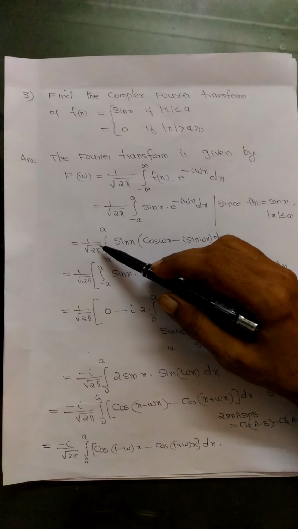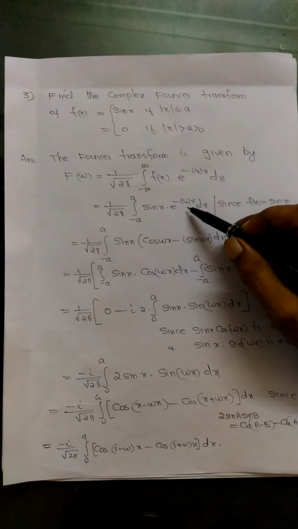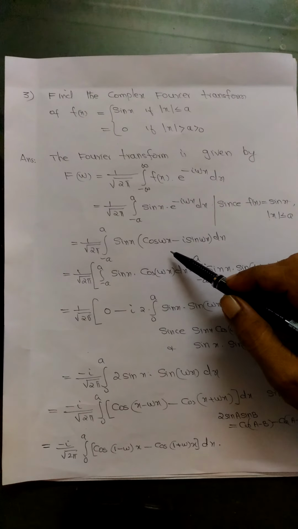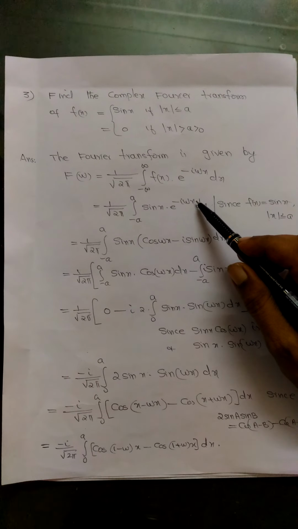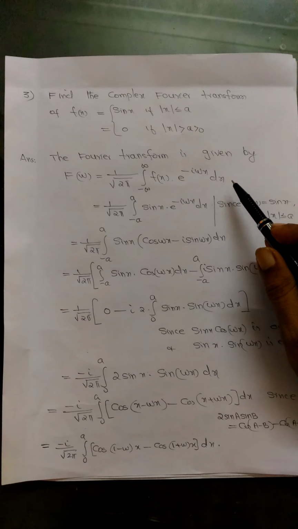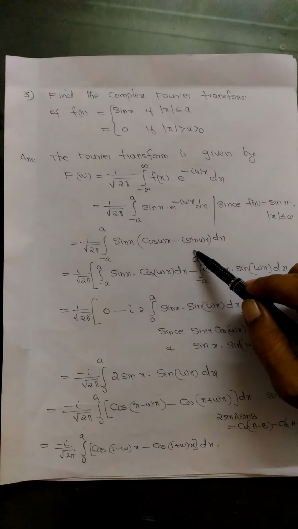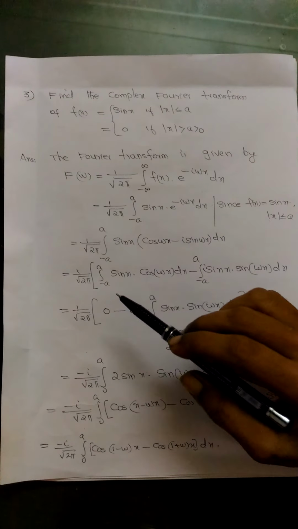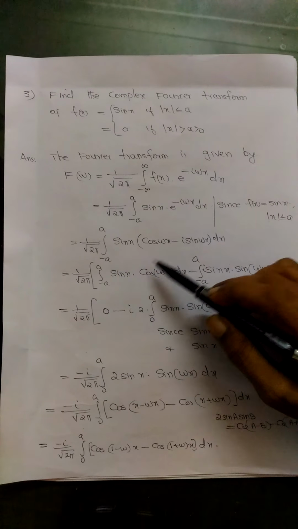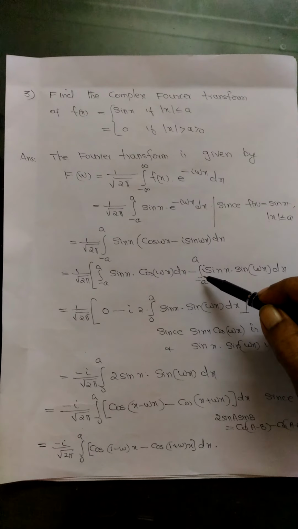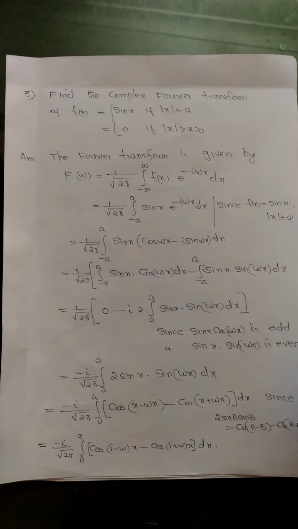So, this equals 1/√(2π) ∫ from −a to +a sin x times e^(−iωx), which can be written as cos ωx − i sin ωx dx, because e^(−iθ) is cos θ − i sin θ. Using that, e^(−iωx) is cos ωx − i sin ωx. So, this equals 1/√(2π) [∫ from −a to +a sin x cos ωx dx − ∫ from −a to +a i sin x sin ωx dx].